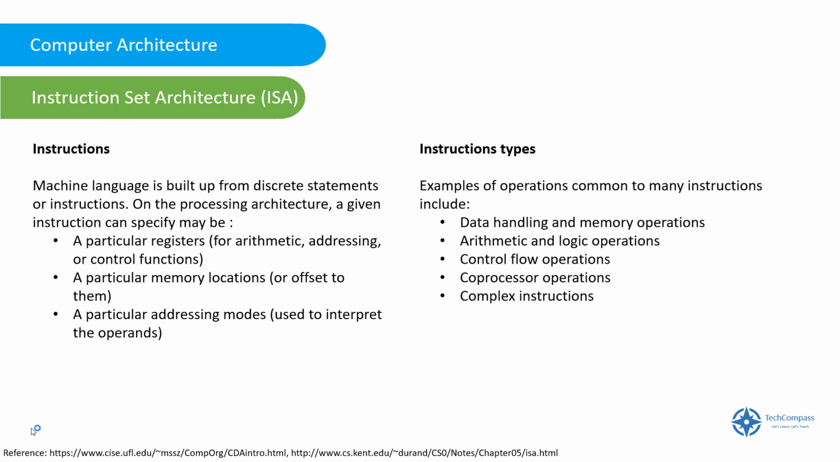Let's see what an instruction is and what the different instruction types are. Machine language is built up from discrete statements or instructions. Depending on the processing architecture, a given instruction may specify a particular register, a particular memory location, or a particular addressing mode. Instruction types. Examples of operations common to many instructions include data handling and memory operations, arithmetic and logic operations, control flow operations, coprocessor operations, and complex operations.